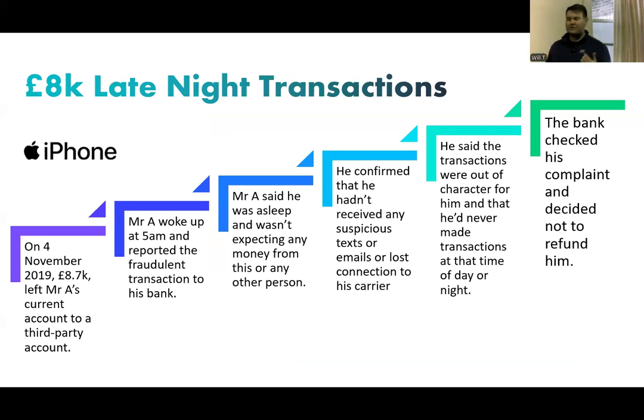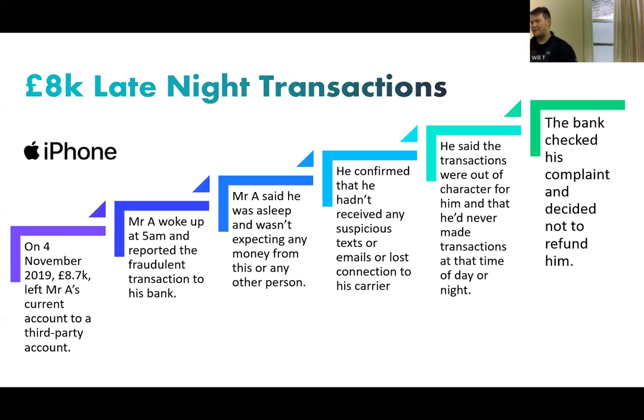This was an interesting one. It involved a victim who was asleep at night, and then a load of transactions took place on his iPhone, on his banking app, at something like 3 a.m. He had about £8,000 just leave his account. He woke up, saw all the notifications on his phone, and was like, why are these transactions taking place? I don't recognize where they're going. I don't recognize who's doing it.